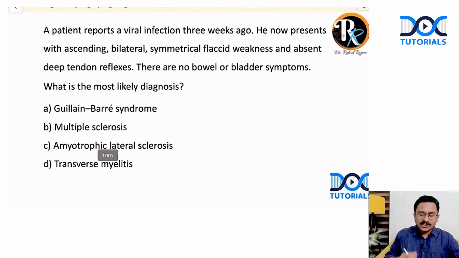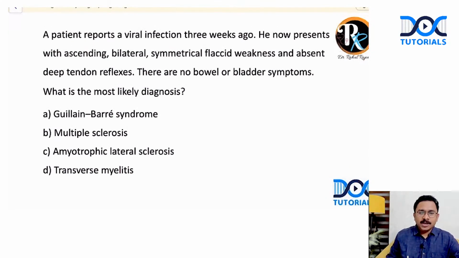Let's go to the next question quickly. A patient reports a viral infection 3 weeks ago. Please take a special note, viral infection 3 weeks ago. And what is the current symptom? Ascending bilateral symmetric flaccid weakness and absent deep tendon reflexes. No bowel or bladder symptoms. What is the most likely diagnosis?